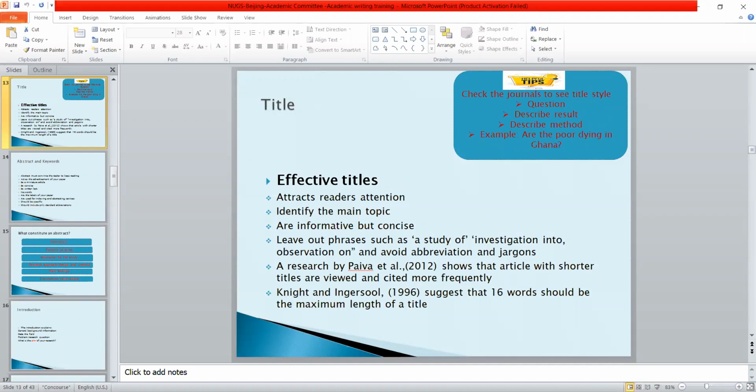So these researchers also did their research and found that for your work to be cited, viewed and read by most people in the world, other researchers, your titles need to be very concise. You don't go and write very long sentences.